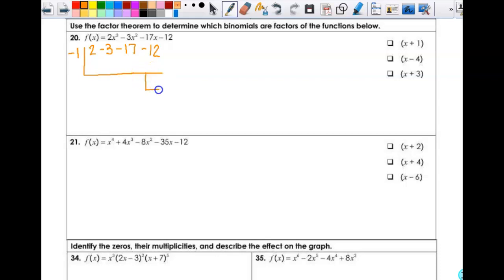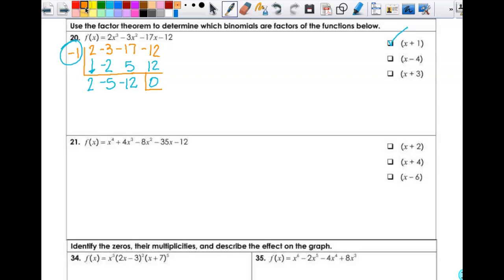Okay. Do my synthetic division. Bring down the 2. Negative 2, negative 5, 5, negative 12, 12, 0. So since I got 0 as a remainder when I did my synthetic division with negative 1, that means that this is a factor.